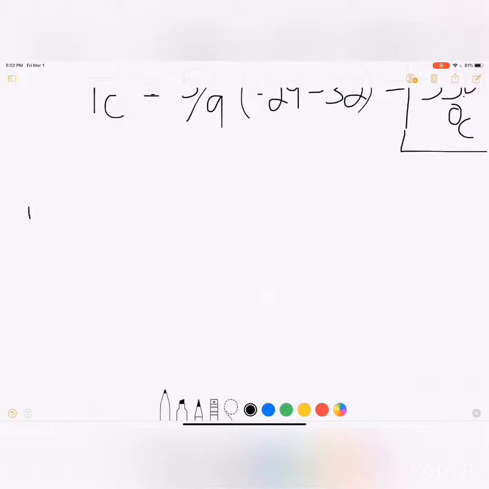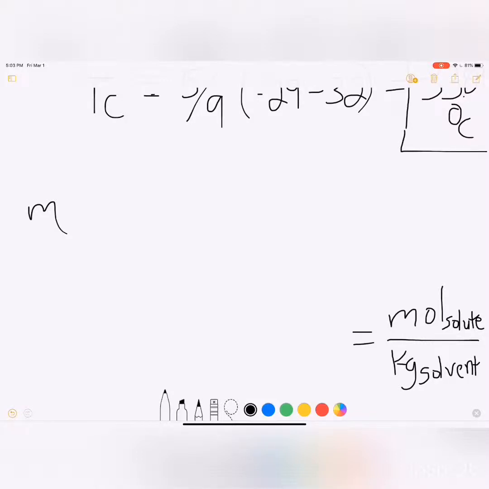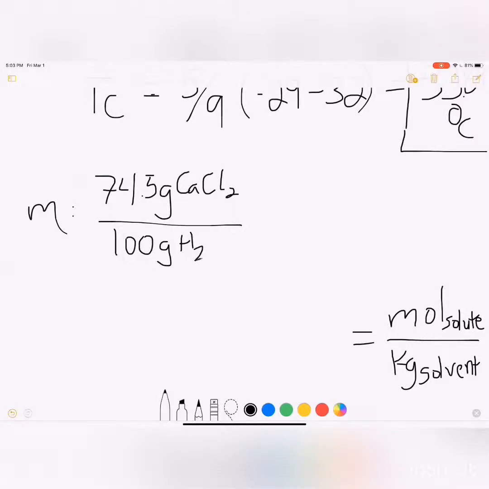Okay, so here's our molality, and our goal eventually is to get into moles of our solute per kilogram of solvent. All right, so that's where we're going. And again, here we get to let our units guide us, okay? So we know that we start with 74.5 grams of calcium chloride, and we know that it's dissolved in 100 grams of water.